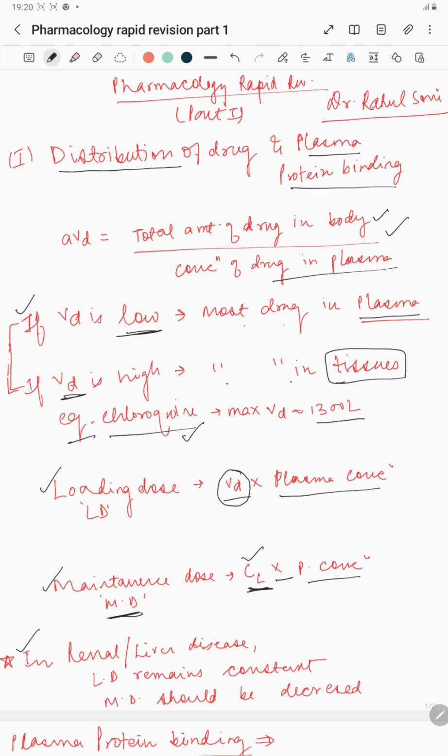So there is an important concept. In a renal or liver disease patient, loading dose remains constant. Maintenance dose should be decreased. So whenever we are planning to give any drug to a patient of renal or liver disease, loading dose remains constant, while maintenance dose should be decreased.